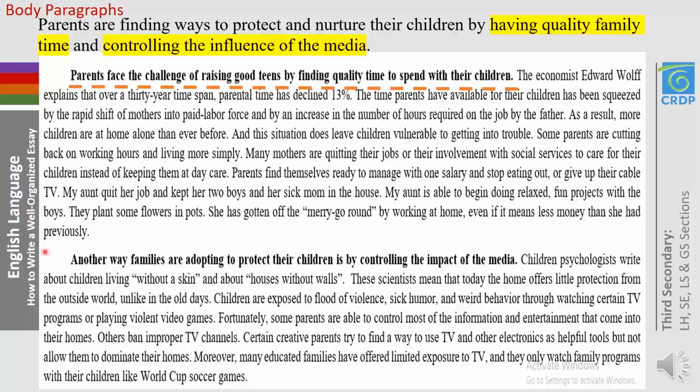Now, the second body paragraph starts with the topic sentence. Another way families are adopting to protect their children is by controlling the impact of the media. This reflects the second controlling idea in the thesis statement, which is controlling the influence of the media. And what comes after the topic sentence are the supporting details.